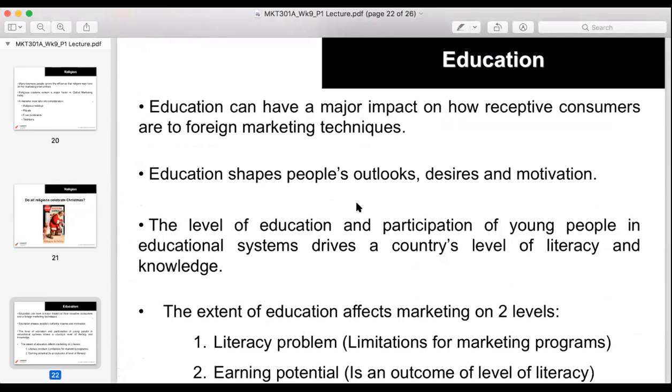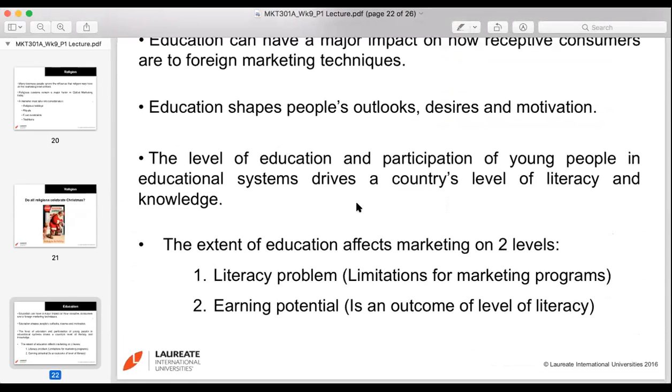Education is an important element. This education actually helps us to understand how receptive the consumers are to foreign marketing stimuli. The idea is if the customers are literate, well, it may be easier for us to communicate our messages, to communicate complicated messages. Okay, otherwise you may have some limitations for a marketing program.